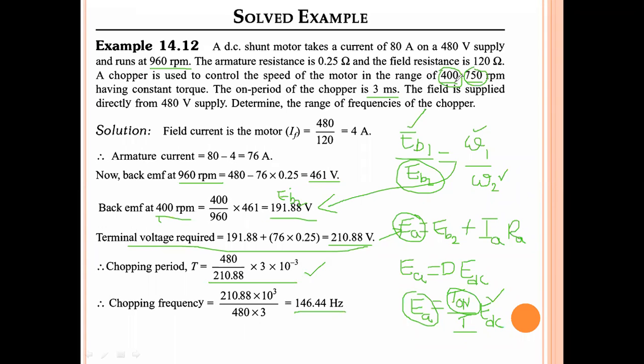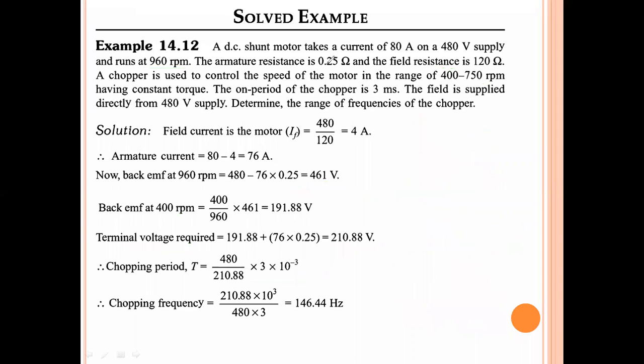So we have used this relation to calculate the time period. From the time period, we have calculated the frequency at 400 RPM. The same way we can calculate for 750 RPM also. Let's see how we will do it.